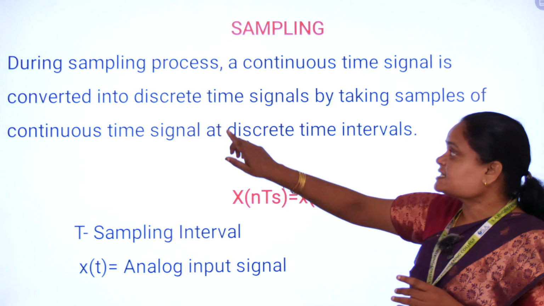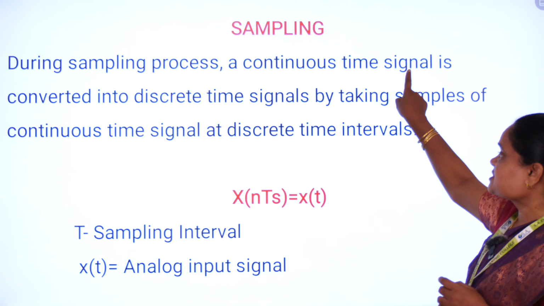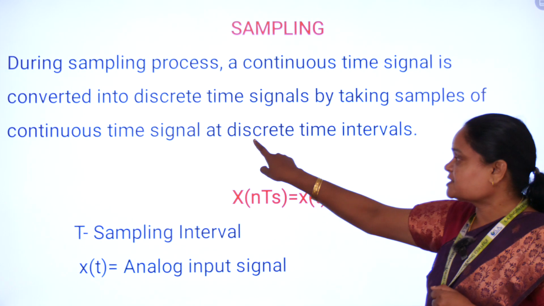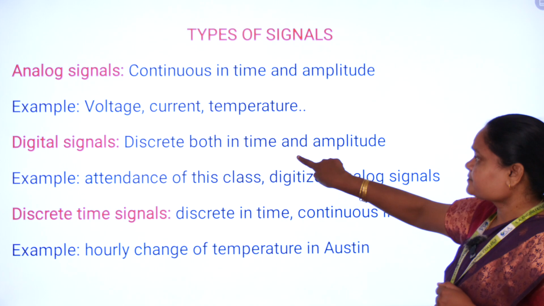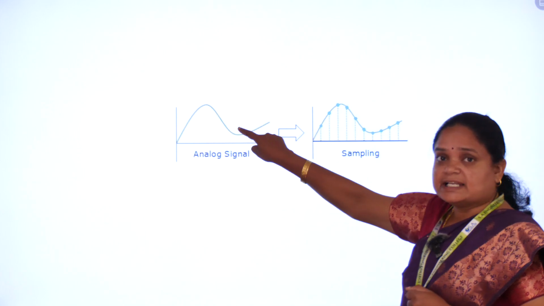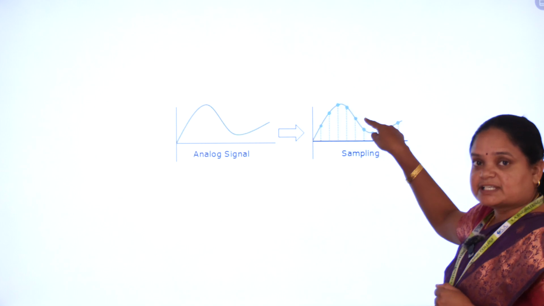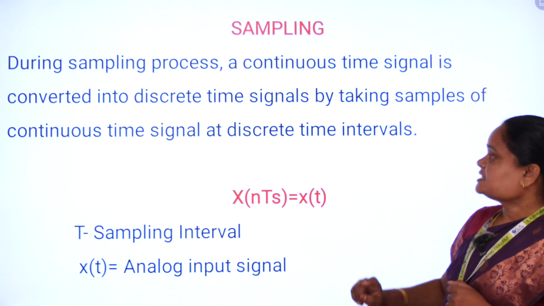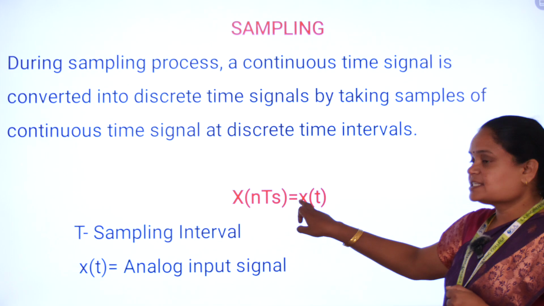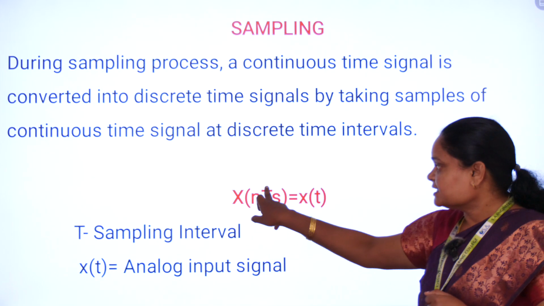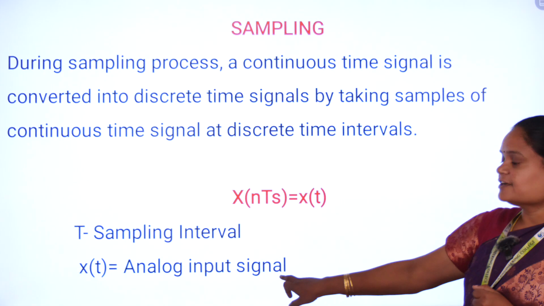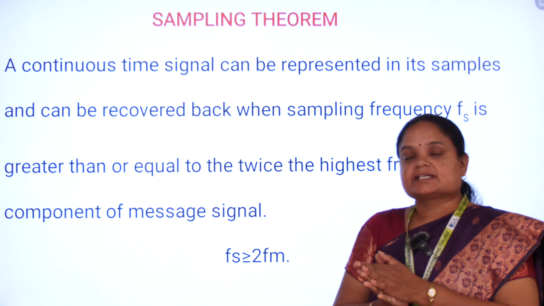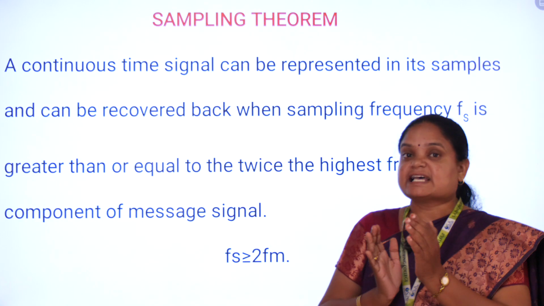So what is sampling? In the sampling process, a continuous time signal is converted to a discrete time signal by taking samples of the continuous time signal at discrete time intervals. See here, the continuous signal is converted to a discrete time signal with the help of equal sampling intervals. So x of nTs is equal to x of t, where capital T is the sampling interval and x of t is the analog input signal. Sampling is a process which maintains the sampling theorem.